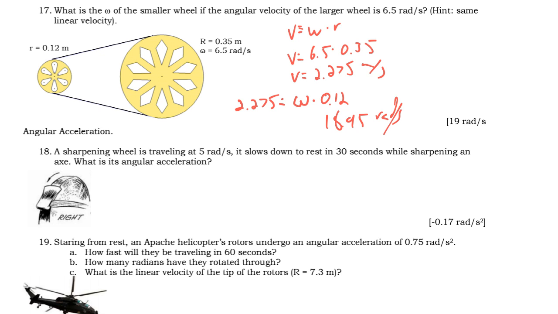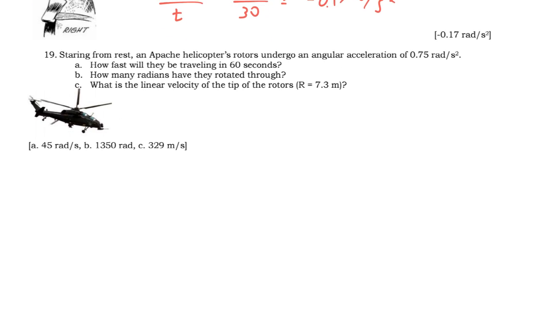Acceleration works the same way with angular velocity as with normal velocity. It's change in velocity over time. So if we went from 5 to 0 in 30 seconds, it would be a change of -5 divided by the 30 seconds gives us -0.17, and then the units are rads per second squared. All right.